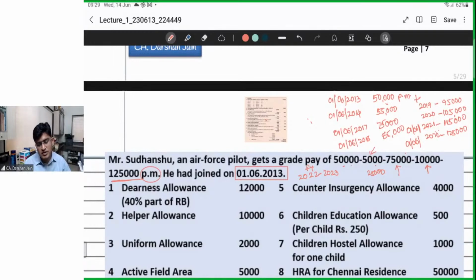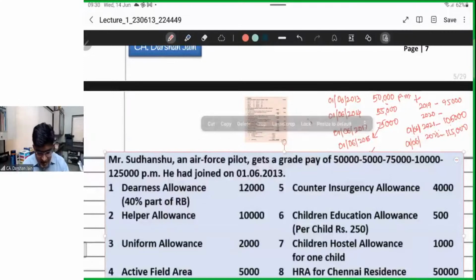Okay, yes, Harnoor, you're right, absolutely right. I made an error here. On 1/6/2018, the amount should be 75,000. So we got to go one step back, I guess. So here it would be 1,15,000, and here it would be 1,05,000. Yes, sorry. Okay. So for 2021, it is 1,05,000. Yes, Arnold, thank you for bringing it to my notice. For 1st June 2021, it would be 1,05,000, and for 1st June 2022, it would be 1,15,000. With this, let's move further.